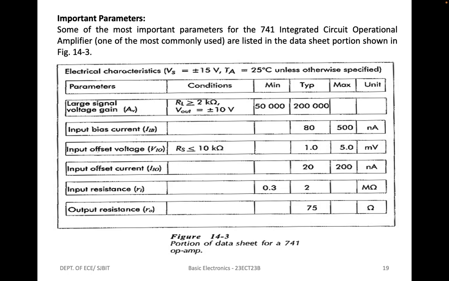Similarly, because of mismatch of input transistors, there is also an input offset current, which is denoted as IIO. This input offset current is about 20 nanoamperes typical, and a maximum of 200 nanoamperes. The input resistance Ri and the output resistance Ro are the resistances at the op-amp terminals when no feedback is involved. Since virtually all op-amp applications use negative feedback, these quantities are modified in practical circuits.